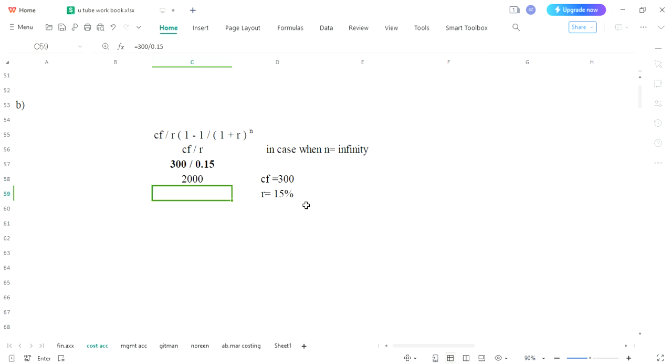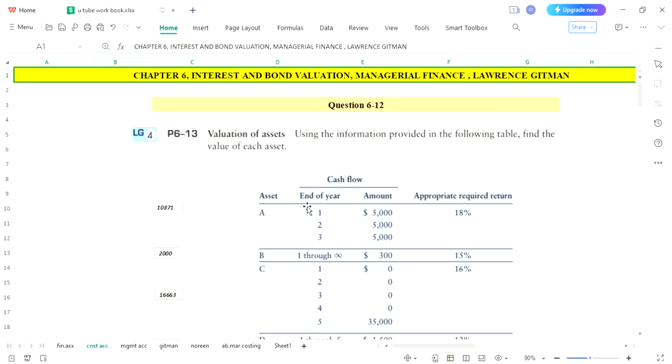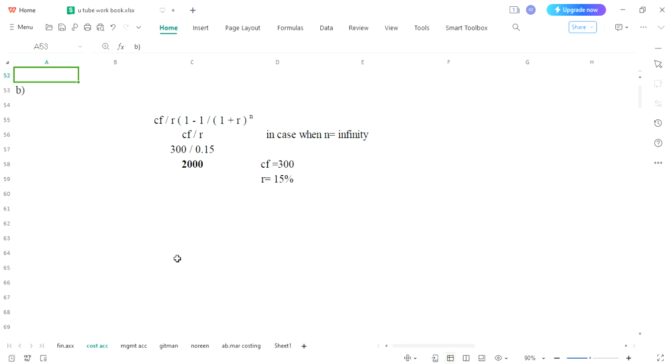So this way your amount has arrived as 2000. Let's check it out. What value was given? Look, our answer is 2000. So we have got second answer as well. Step by step we are completing it. For this part, the main thing to understand is this infinity. When your number of years are infinity, that you can put it as 0.